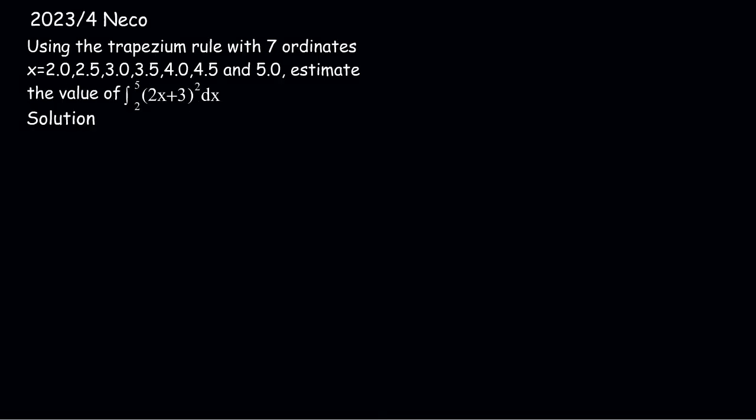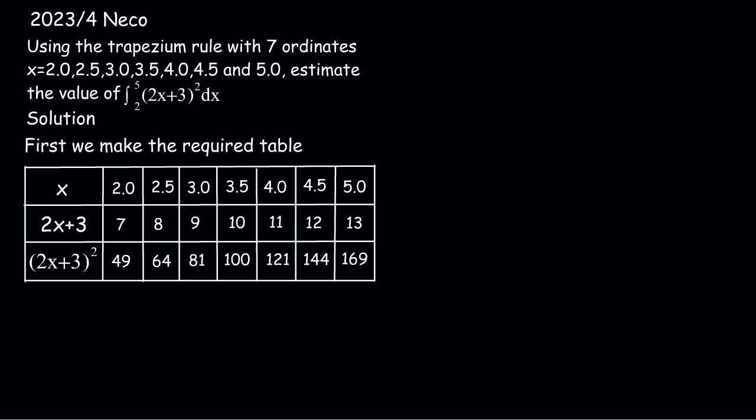We have another question from NECO 2023. It states that using the trapezium rule with 7 ordinates, s equals to 2.0, 2.5, 3.0, 3.5, 4.0, 4.5, and 5.0, estimate the value of the integral of (2s plus 3) in bracket squared ds from 5 to 2. Now for our solution, first let us make the table for the required value, and making our table for s value of 2.0, 2.5, 3.0, so forth and so on.